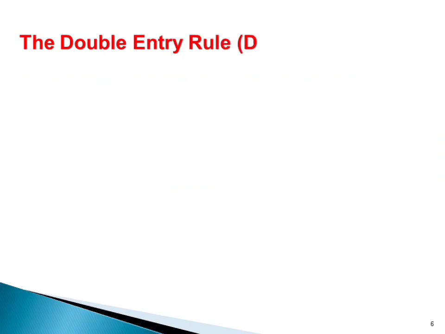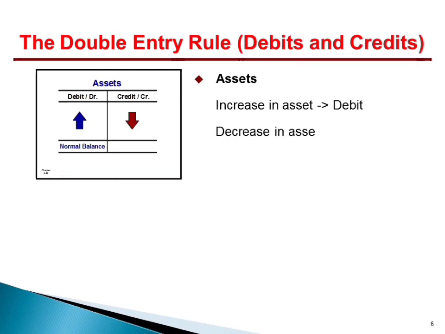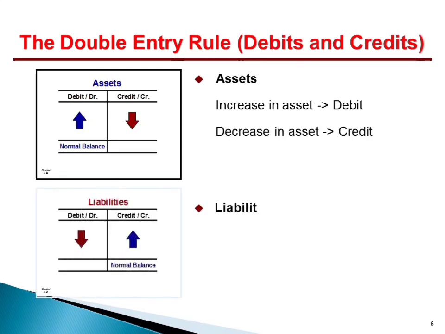The double entry rule: debits and credits. Increase in assets, debit, and decrease in assets, credit. Increase in liabilities, credit, and decrease in liabilities, debit.